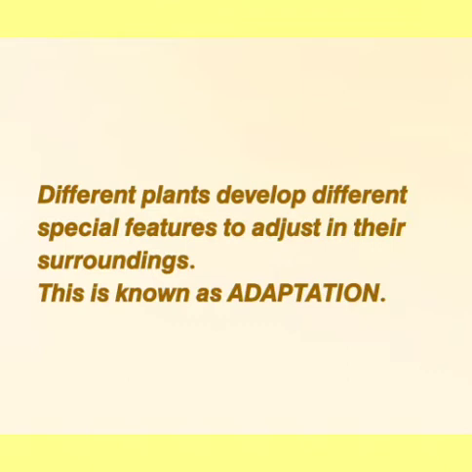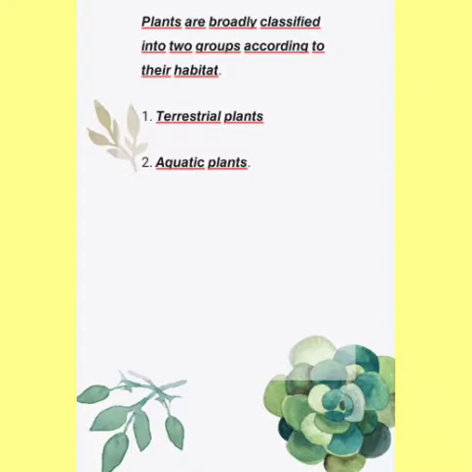So, in this chapter, we will be studying how plants adapt themselves in different landforms and how they grow there. Plants are broadly classified into 2 groups according to their habitat: terrestrial plants, the plants that grow on land, and aquatic plants, the plants that grow in water. In this video, we will study different types of terrestrial plants.